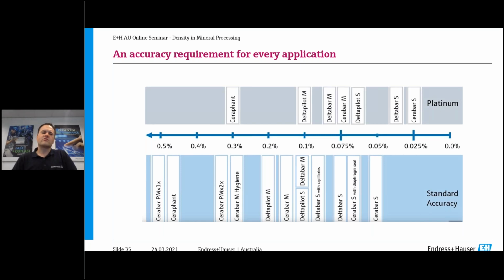We've recently also released a new generation of pressure devices, and with that has come an increase of accuracy. So now the device I showed, the PMC71B, has an accuracy of up to 0.025%, which is the best on the market now. And that means that you can even further increase accuracy with any differential pressure application for mining as well.